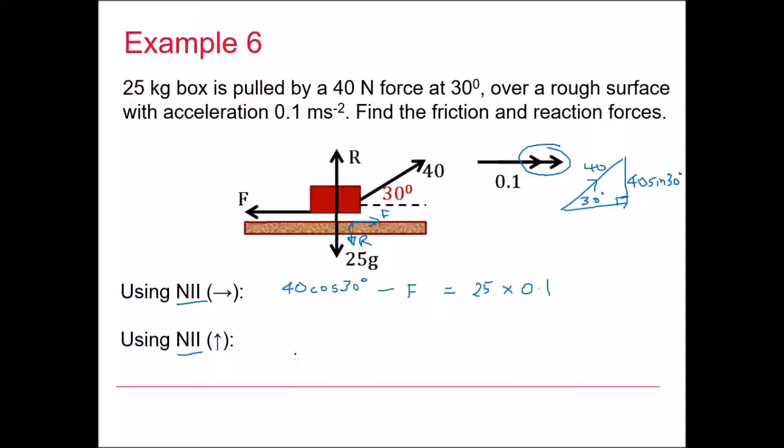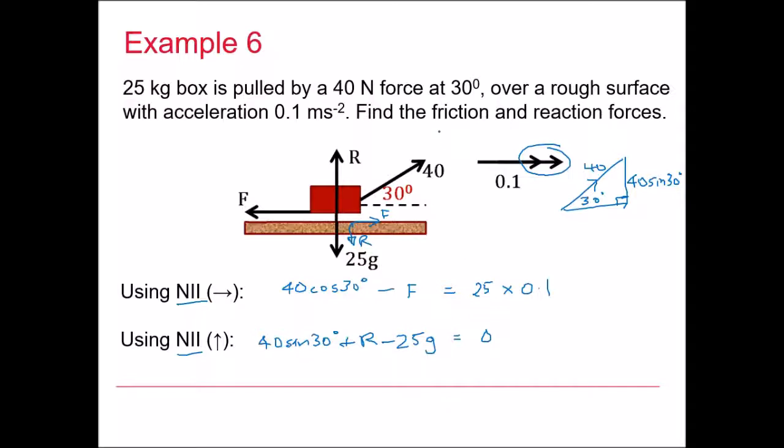Now, corresponding to that, there'll be a vertical resolution, again going around the diagram. If we start with the 40, there'll be 40 sine 30 this time. And there'll be an R upwards. There won't be anything from the F, and the 25G will be downwards. And that will equal the mass times the acceleration component vertically. Well, there isn't one, so that's just 0.